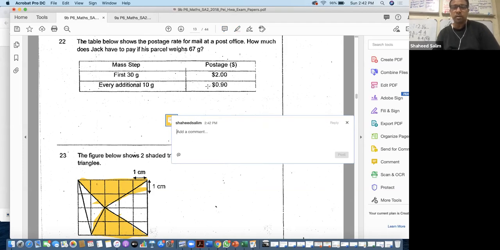So, 67 grams, you split it out to 30 grams, then you need 10 more, and another 10 more. 7 grams is still considered another 10 more. So you see 30, 40, 50, 60, 70. So down here is $2, right? Here is $2, and then it's 90 cents, right? 90 cents.